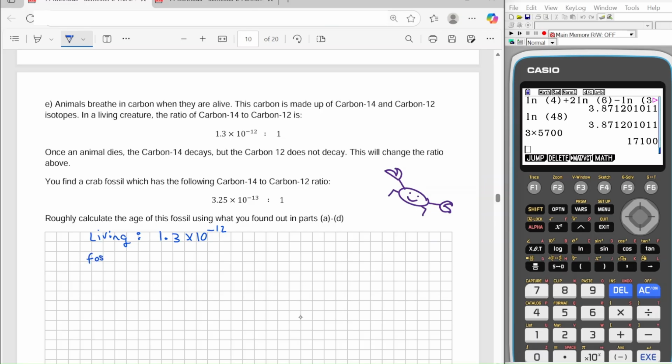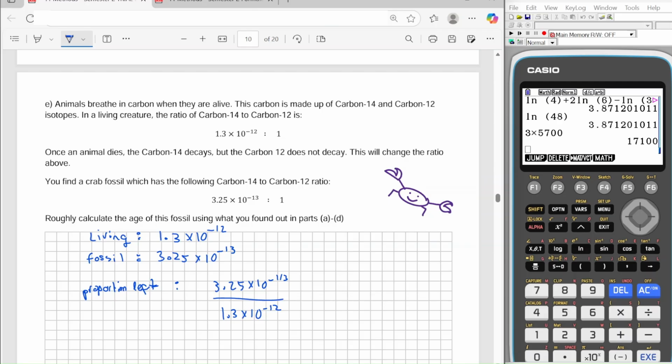And in the fossil, we've got 3.25 times 10 to the minus 13. And so the percentage, these are both in a ratio to 1. So the percentage left will be that 3.25 times 10 to the minus 13, maybe like proportion, portion left, divided by 1.3 times 10 to the minus 12.